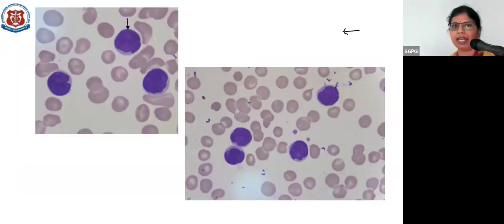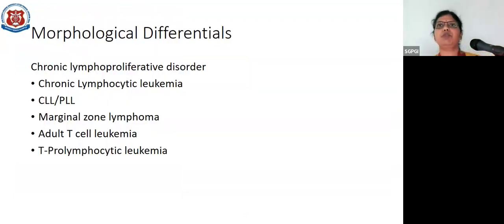Few more views from the slide. Few of these showed presence of nucleoli. And here again, you can see presence of nucleoli along with the irregular nuclear contour. So the morphological diagnosis was of a chronic lymphoproliferative disorder.